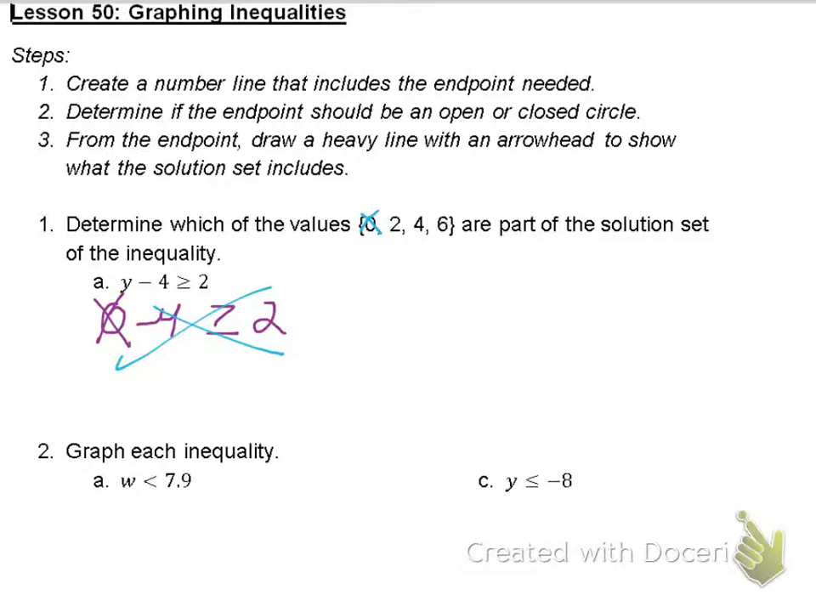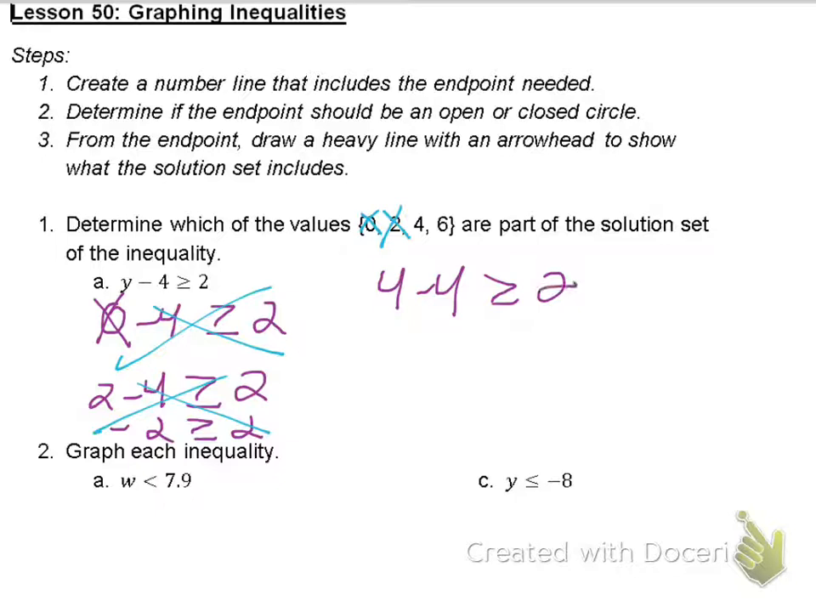The next one is 2, so 2 minus 4 is greater than or equal to 2. So if we subtract 2 minus 4, that would equal negative 2. And negative 2 is not greater than or equal to 2, so that's not true either. So 2 is not a part of the solution set. So if we do 4 minus 4, that will give us 0, and 0 is not greater than or equal to 2, so that also doesn't work.